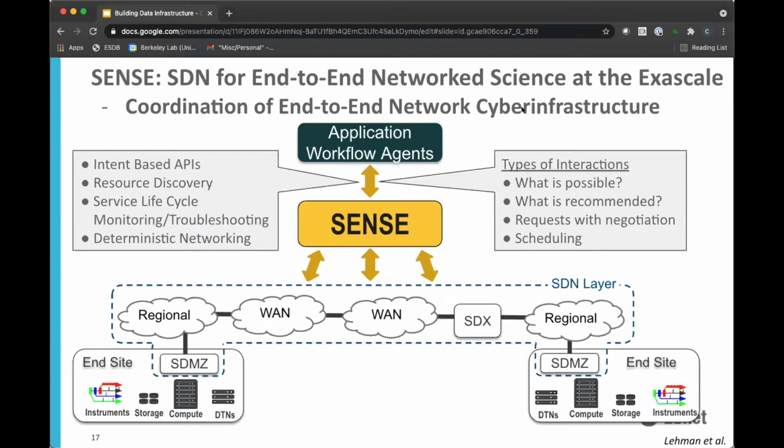The whole idea is that the application workflows can actually talk to Sense and coordinate resources for an end-to-end solution, right? So it's intent-based. We have this whole notion of resource discovery. There's some monitoring, troubleshooting capabilities. And the whole idea here is that it provides you with deterministic networking.